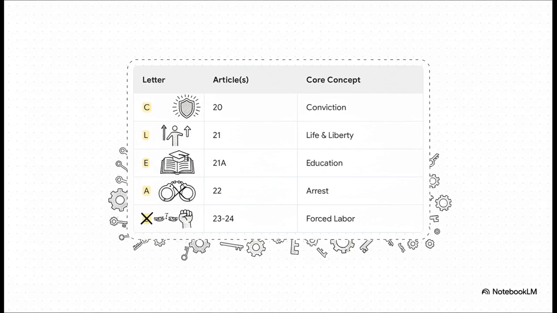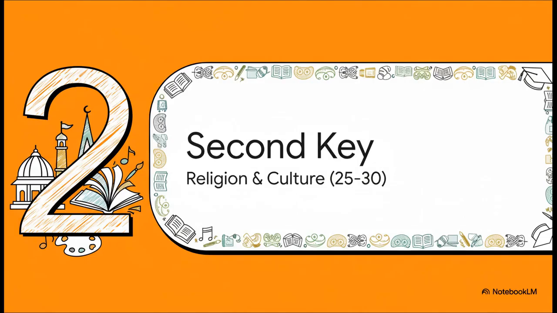And there you have it. Our first key has just unlocked everything from 14 to 24. Perfect. You're doing great. Let's move on to our second key. Now, this one is a little different.